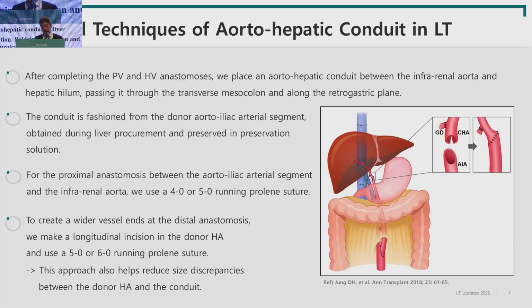For the proximal anastomosis between the aortoiliac arterial segment and the infrarenal aorta, we use a 5-0 running plain suture. To create a wide vessel and jet the distal anastomosis between the vascular conduit and the graft hepatic artery, we make a longitudinal incision in the graft hepatic artery and use a 5-0 or 6-0 running plain suture. This approach also helps reduce size discrepancies between the donor hepatic artery and the conduit.